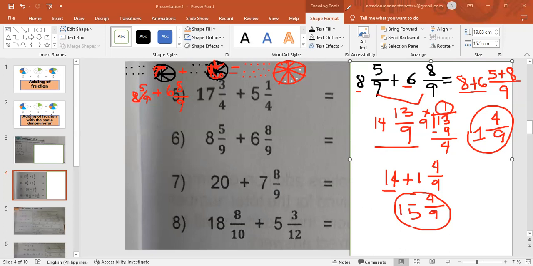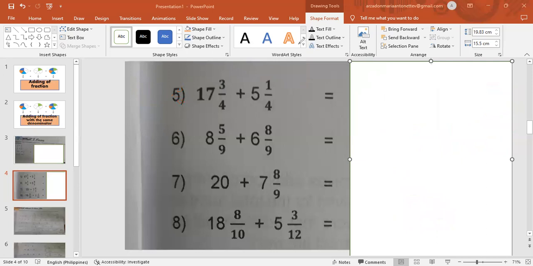So are we done with, what number are we? We answered number 6. Okay, so we're done with that one. Now let's proceed to number 7.